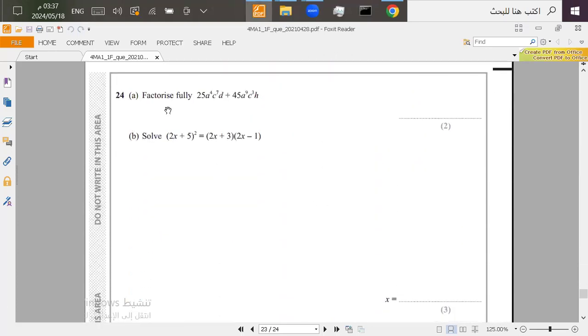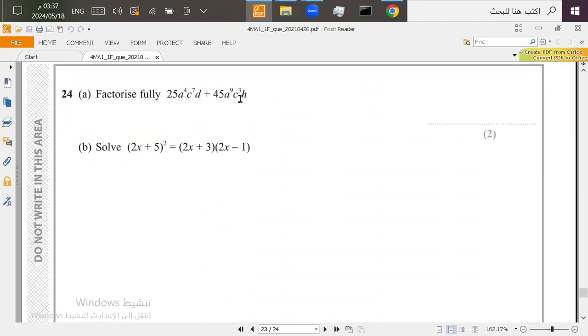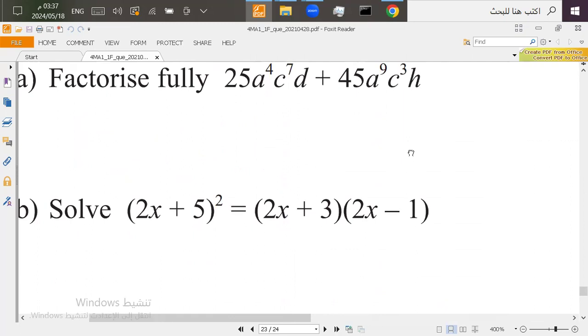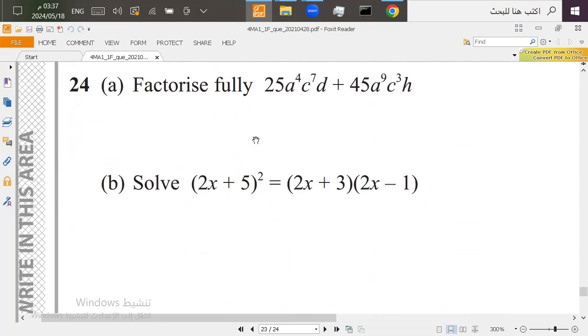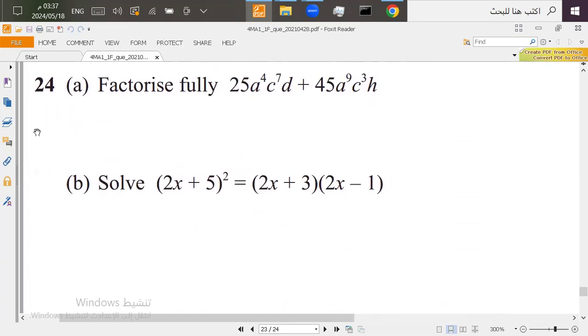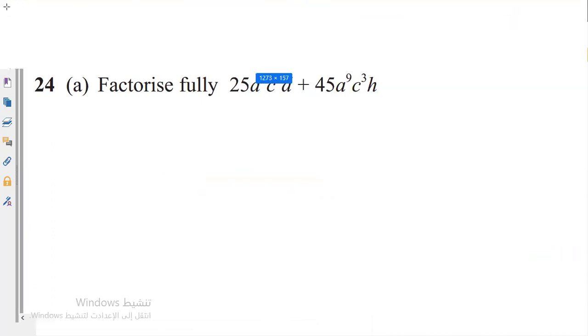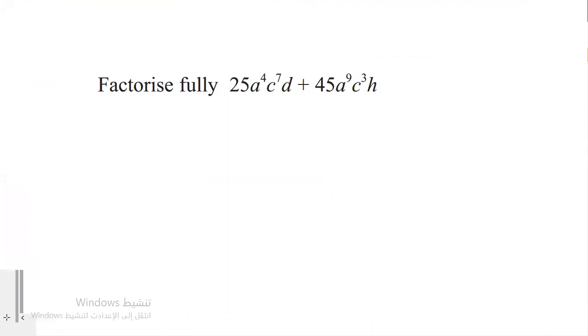Question 24. Factorize fully. Here, let's zoom in and use it here, okay? Factorizing is very important, so you have to focus on the steps. Let's cover this. When you factorize, you have to break down every single element to its prime numbers. Here, 25 is going to be 5 times 5. And then we have 4 A's, 1, 2, 3, 4.